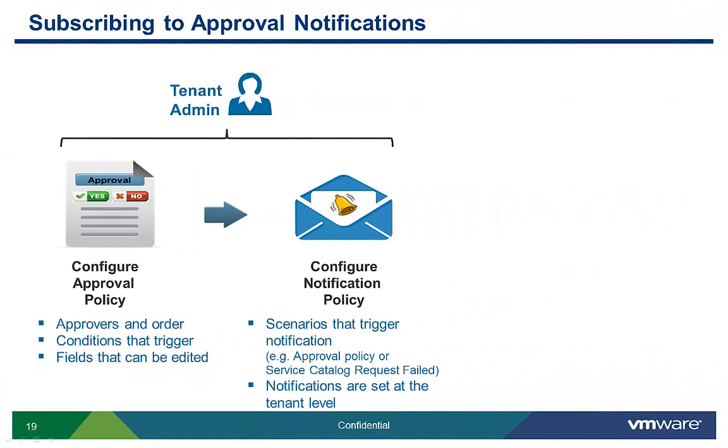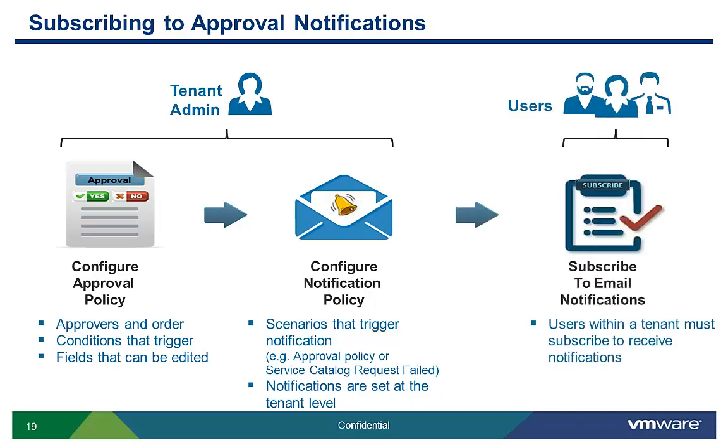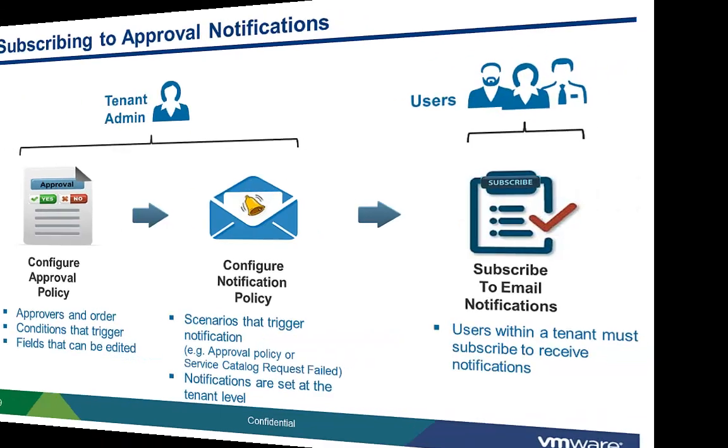Once you have completed configuring notification policies, approvers will receive approval requests in their vCloud Automation Center inbox, but will not automatically receive email notifications. In order to receive email notifications, each user must subscribe to the notifications in their user preferences. Let's look at a quick demo of that process.